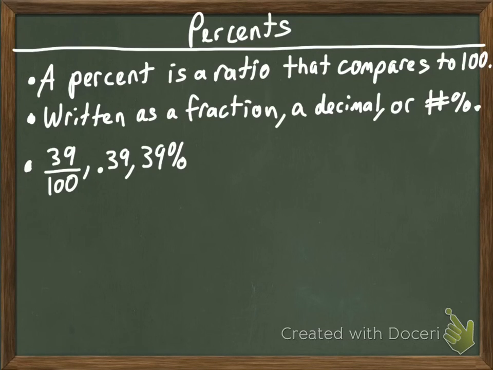Next, let's talk about percents. A percent is a ratio that compares to 100. It can be written as a fraction, a decimal, or a number with a percent sign. So here we have 3 ways to write it. The first is 39 over 100. Next is 0.39. And then finally we have 39%. And these are all equivalent. They all equal the same thing.